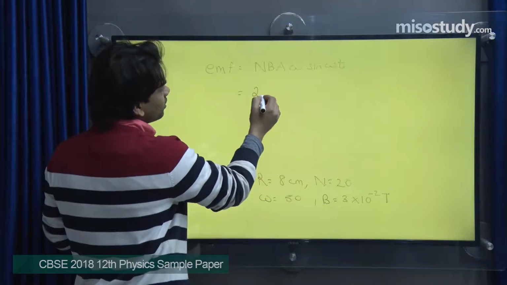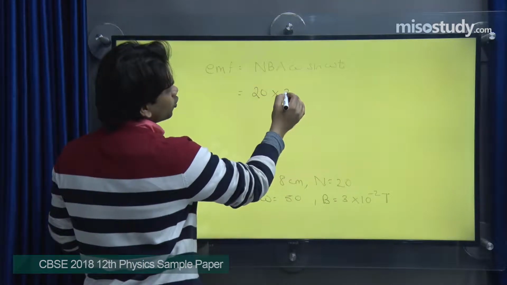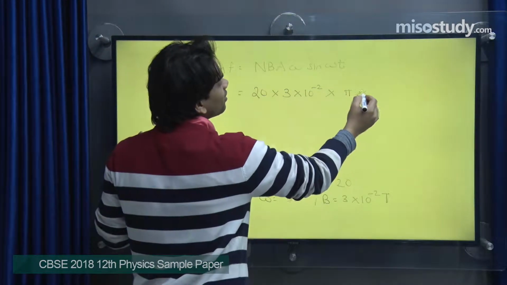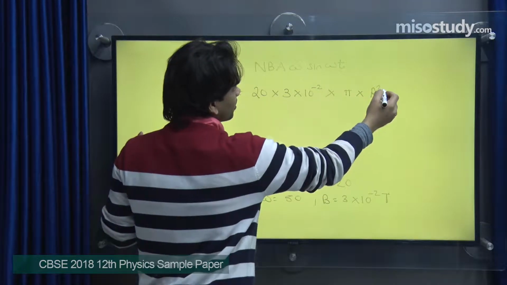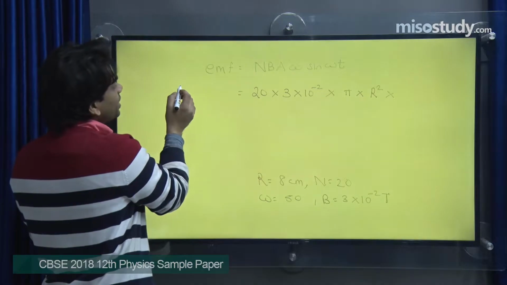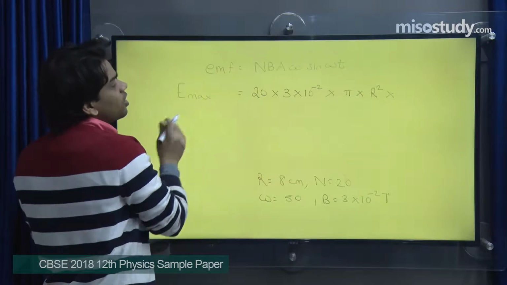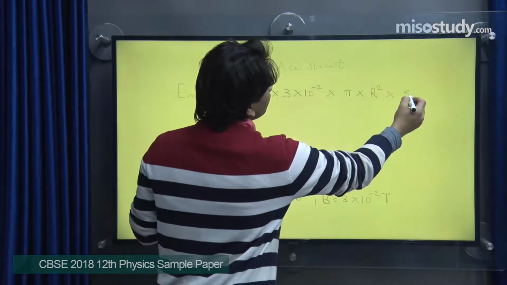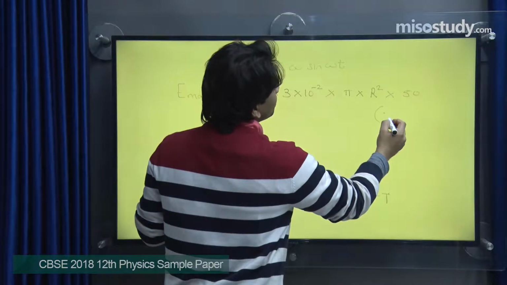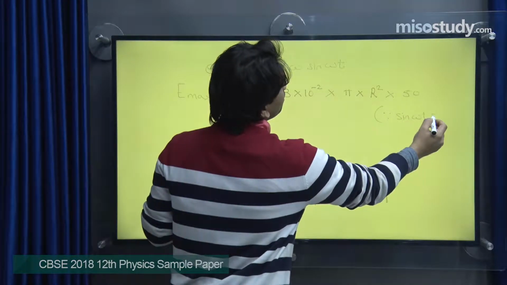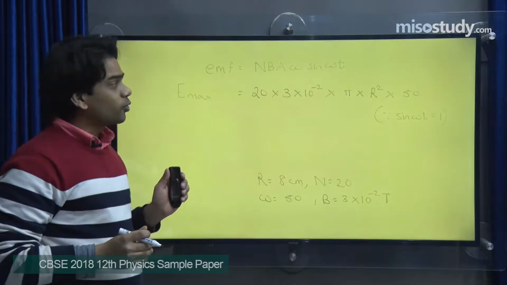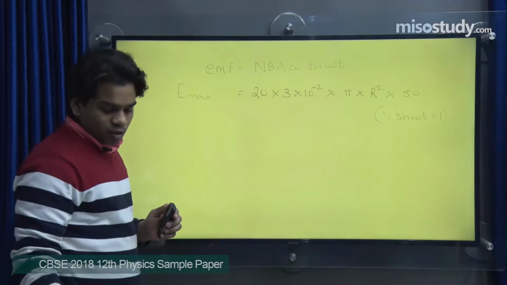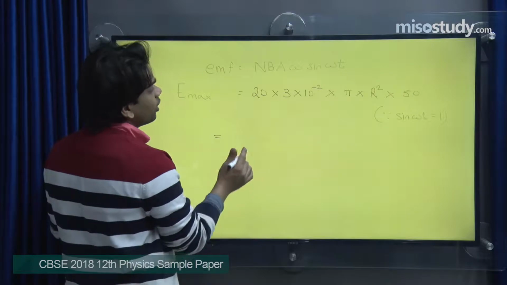You have N as 20, magnetic field is given as 3 × 10^-2, into area, that is pi r square, multiplied by omega, 50. Now I am writing this as E max, EMF max. For EMF max, sine omega t will be taken as 1. So we have to take down these values. You can easily calculate this and you will get the required answer. I will ask you all to write the value of radius also.